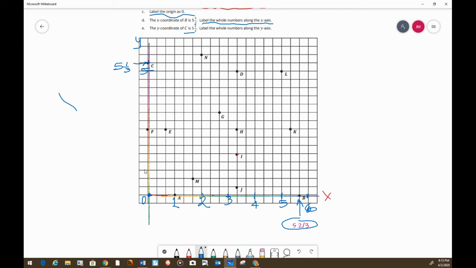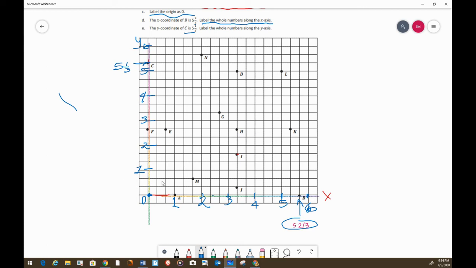1/3, 2/3, 3/3, which equals 1. Okay? And then 1/3, 2/3, 3/3, which equals 2. 2 goes right here. Okay, 1, 2, 3, and this is 3. 1, 2, 3, this is going to be 4. And 1, 2, 3, that's 5. And 1, 2, 3, 6 should be right here. So now we have the scale on each of the axes.